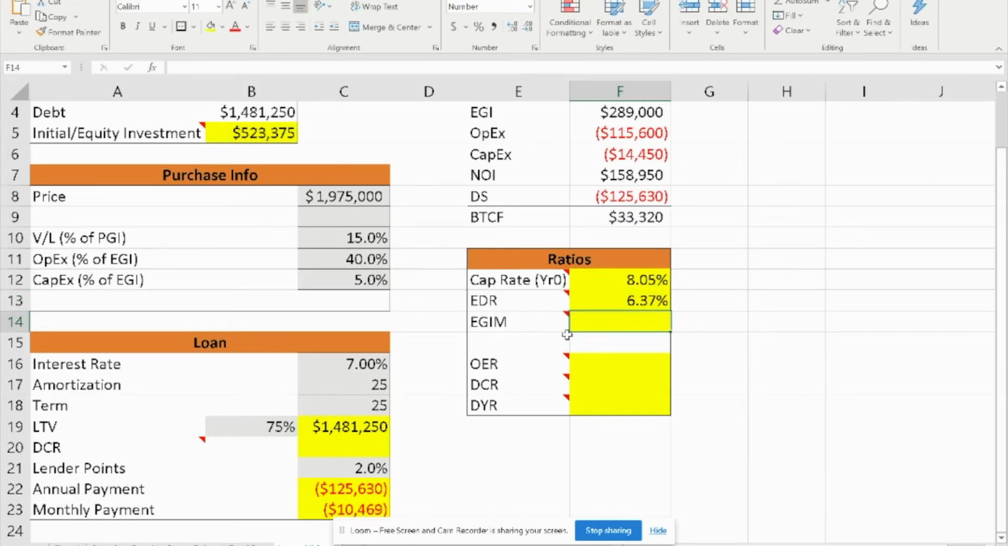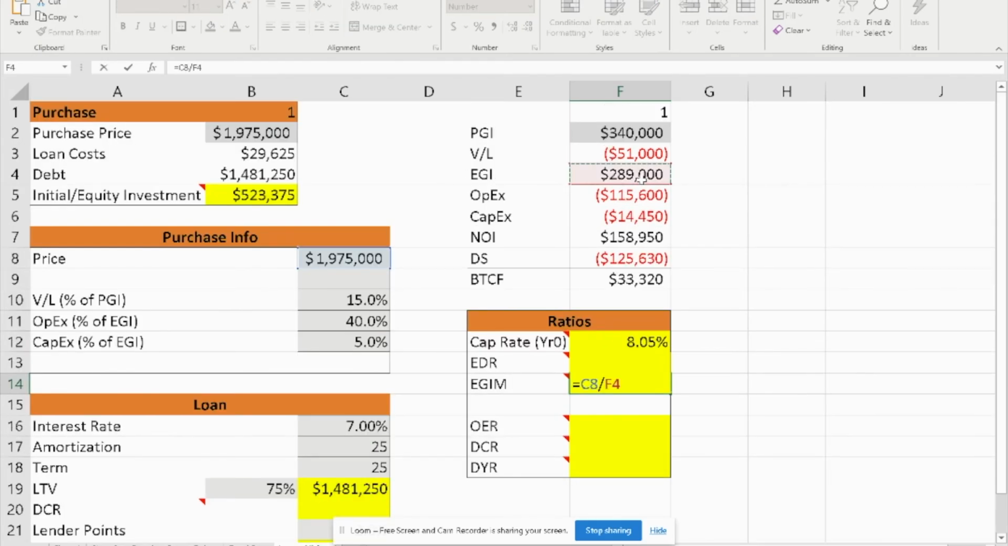And you have this. Your effective gross income multiplier is simply the price over EGI. The price of the property over EGI. And then you're looking for the operating expense ratio. The operating expense ratio is also fairly simple, it is the OPEX divided by the EGI. And your debt coverage ratio is simply the NOI divided by your debt.